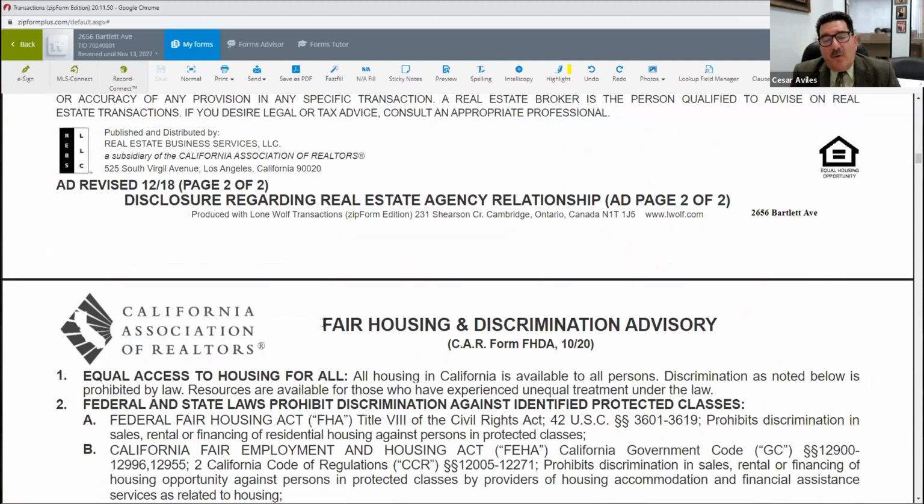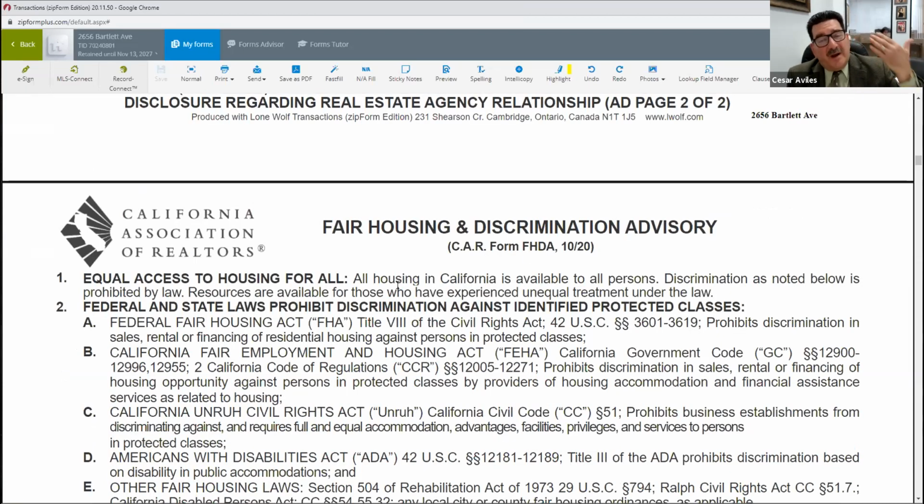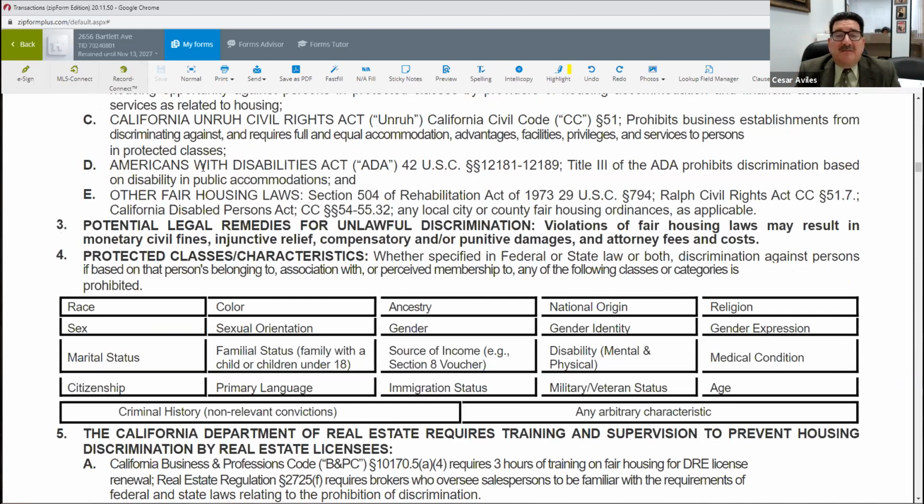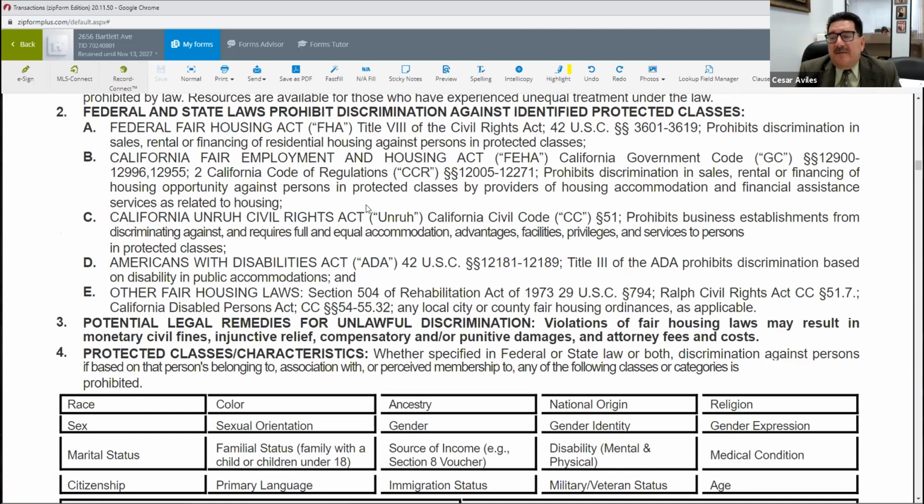Okay, the next form that comes up is a brand new form. It's the Fair Housing and Discrimination Advisory, FHDA. It's already attached to the contract, and it has to go into our files. This is something that reminds you not to discriminate. And then it tells the consumer that if they feel discriminated against based on any of these things, it gives them the phone number to call and accuse you of discrimination.